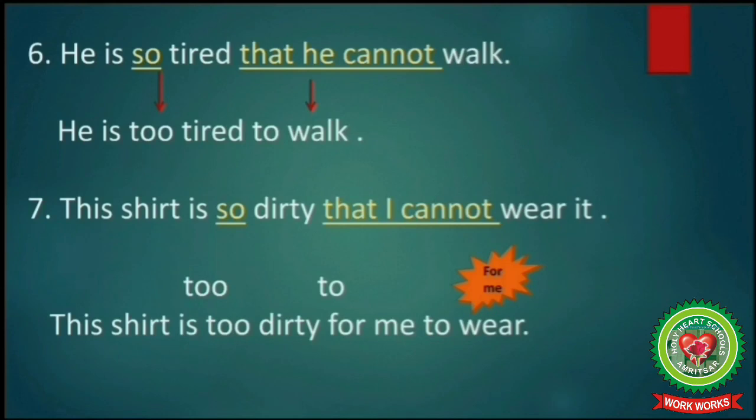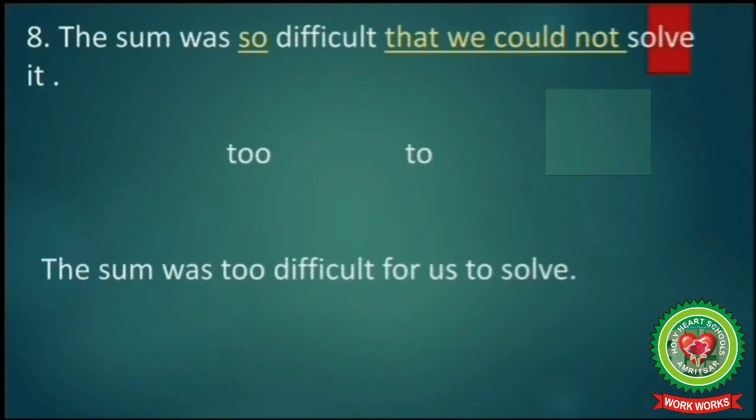I am repeating, we will change here so into TOO. Then we will change that plus subject plus helping verb plus not into an infinitive. And here we will change I into for me. So our answer will be, this shirt is too dirty for me to wear. Hope it's clear. Now let's proceed to another sentence.